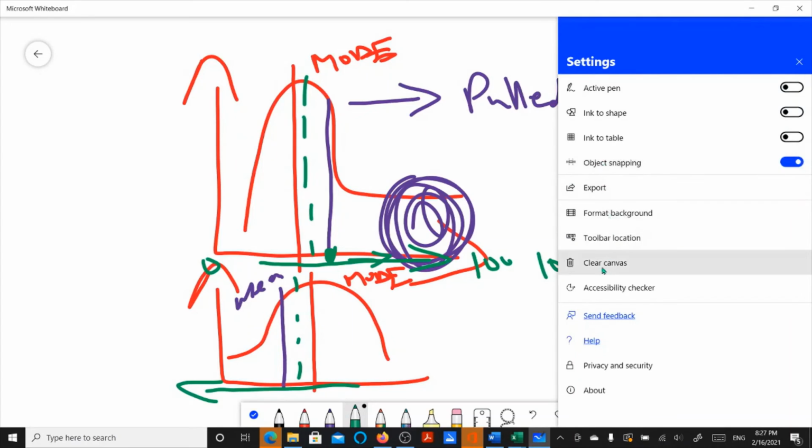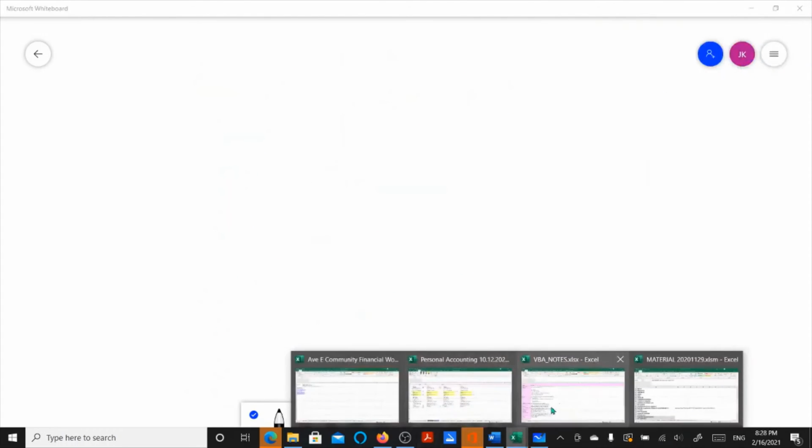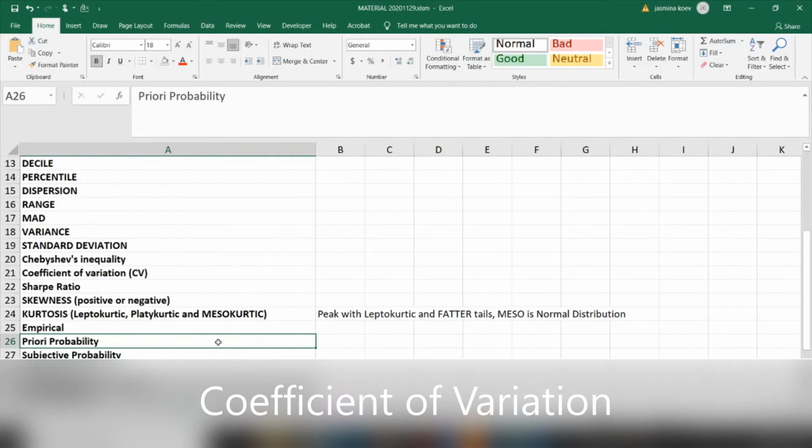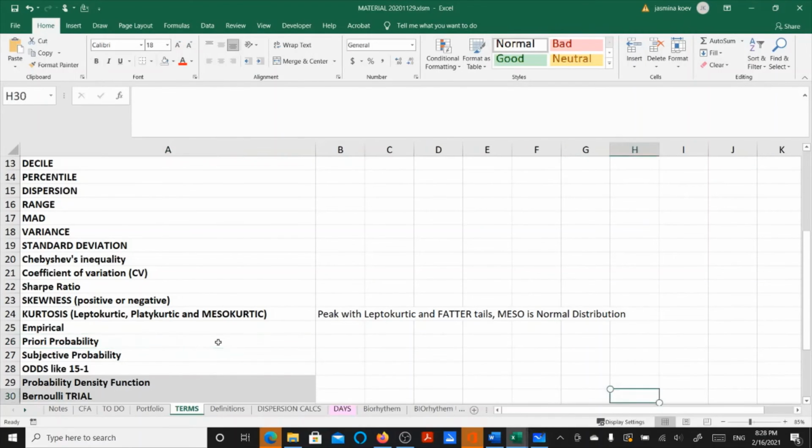Let's clear the canvas. And I wanted to then touch on kurtosis, coefficient of variation, and the Sharpe ratio. Coefficient of variation. Actually, let's do coefficient of variation really quickly.